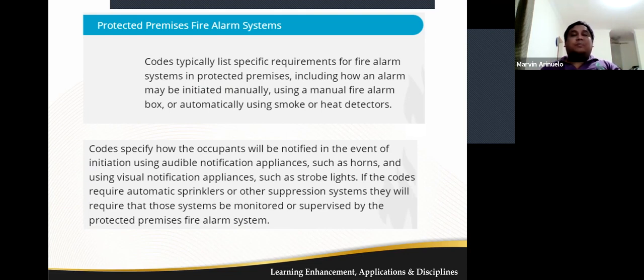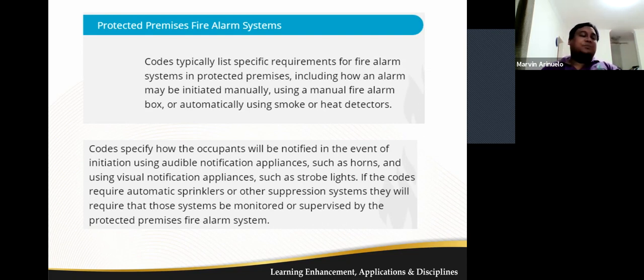Normally your NFPA 72 lists 10 specific requirements for a fire alarm in a protected premises. Protected means protected with the fire alarm, with an annunciation system, and a fire suppression system, and includes how the alarm will be initiated manually. Sometimes our devices might not work properly, so maybe we will have a manual fire alarm box or pull station, or automatic using a smoke or heat detector. You know, sometimes it will give you a false alarm, meaning it will alarm even without an apparent fire hazard or apparent smoke. Sometimes because of dust blockage, it also gives a false alarm.